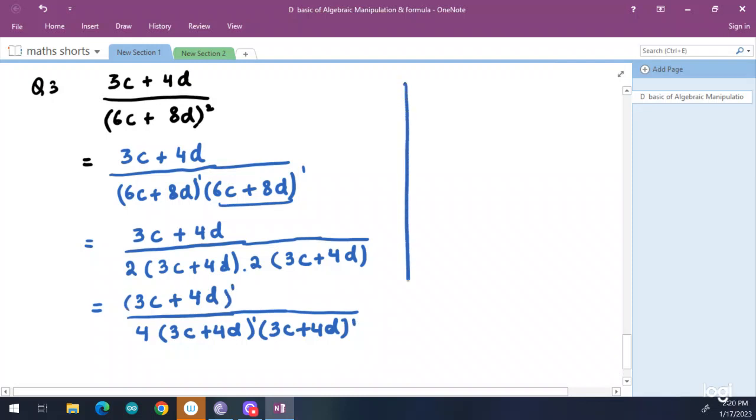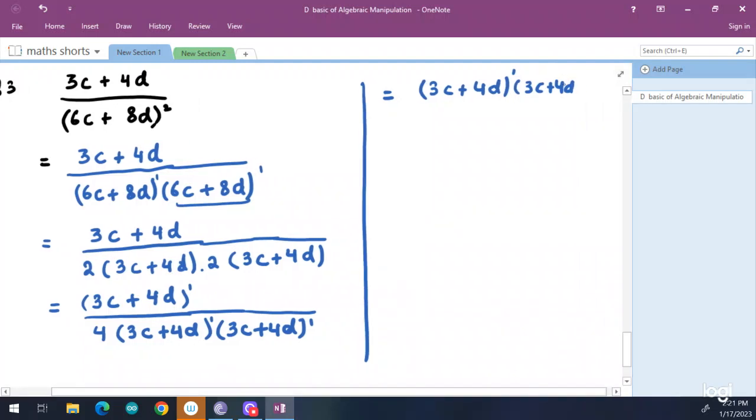So what we will do, we will take this single one towards above. So this is 3c plus 4d. This is the one way, and 3c plus 4d to the power minus 1. Okay, I just take the single one towards the numerator. That is 4 3c plus 4d.